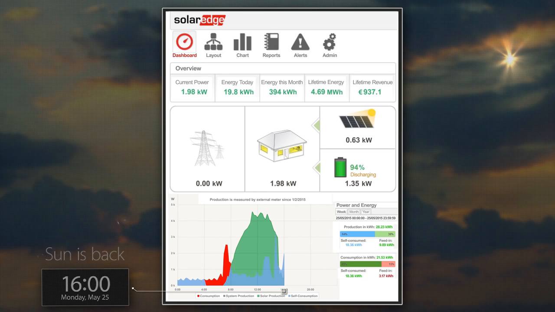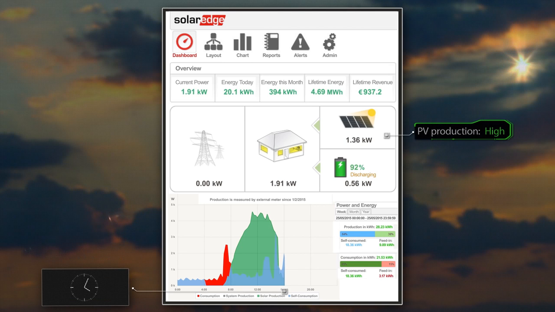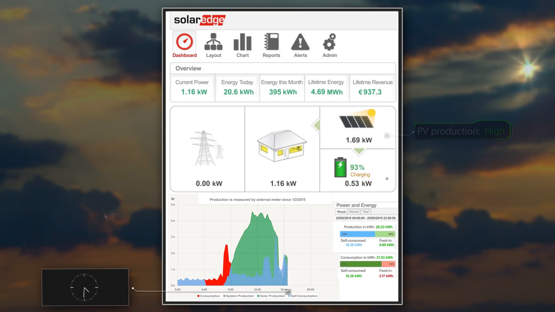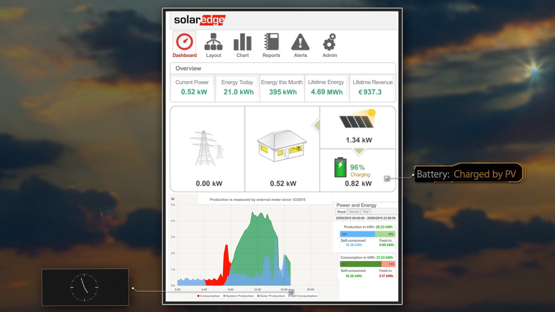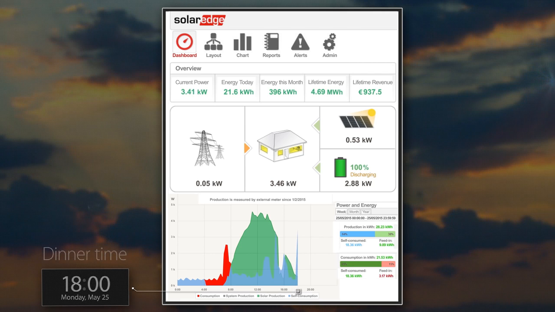Good news! At 4 PM, the sunny weather has returned. PV production is back to levels high enough to supply the loads, charge the battery, and even export excess energy to the grid. It is now 6 PM, dinner time.